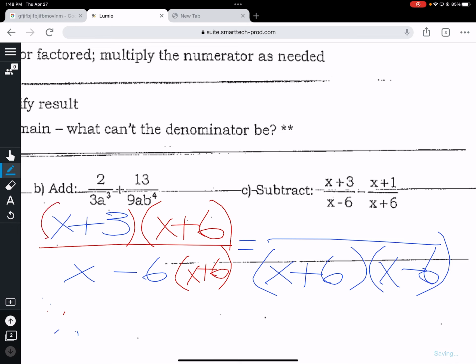All right, so what do you get when you FOIL? X squared plus 9x plus 18. All right. Does anybody have a question about how we got the new numerator for the first problem? That's the first fraction. I'm doing the same thing as before, so don't talk unless you have a question about the first fraction. Is there a question? All right.